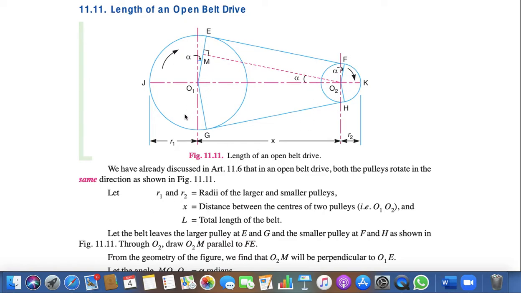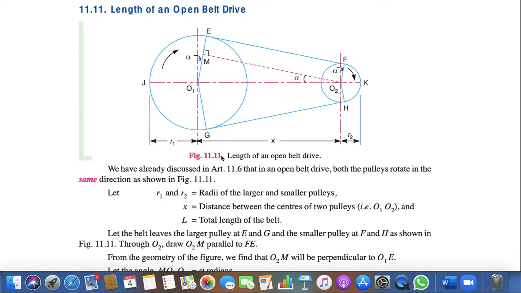The radii of rotation R1 and R2 are the radii of the larger and smaller pulleys. X is the distance between the two centers, from this center to the other center of the pulley. L is the total length of the belt. Total length means the whole length which is surrounded over, or covered over, the pulleys.